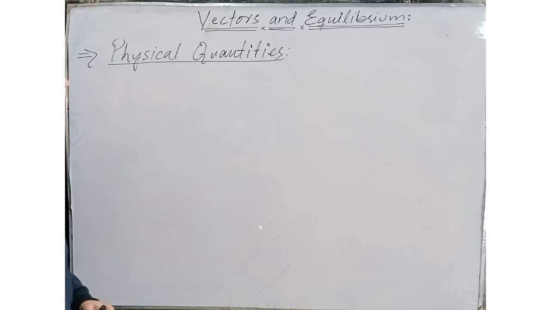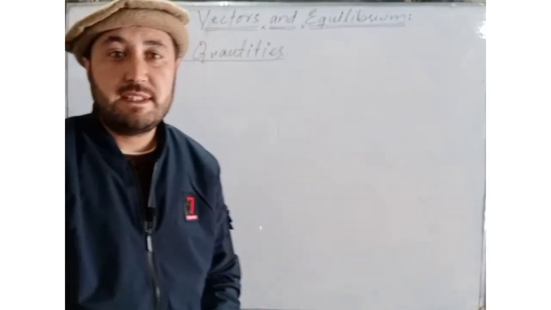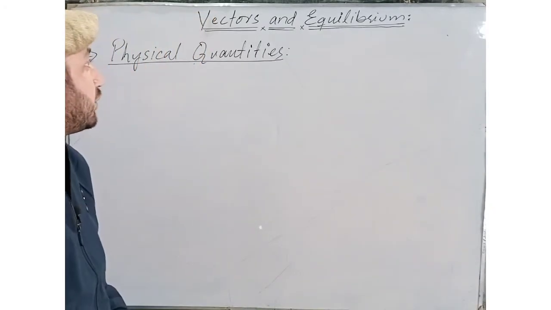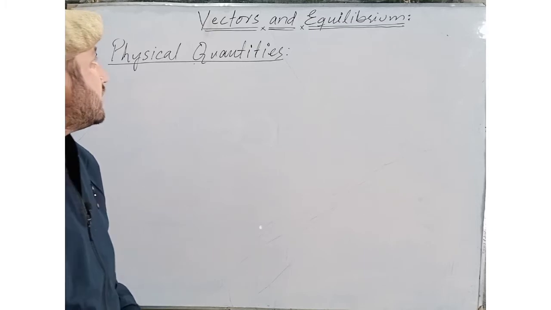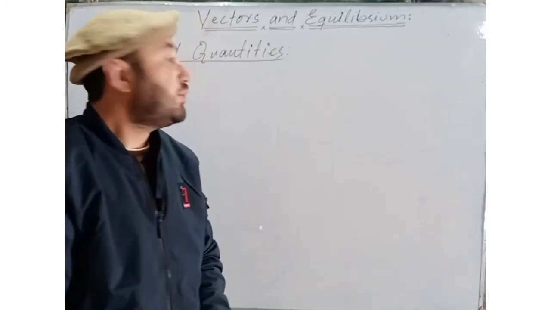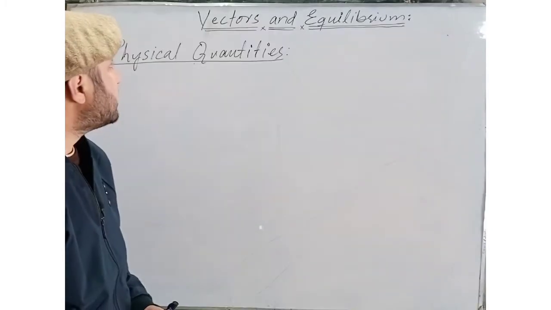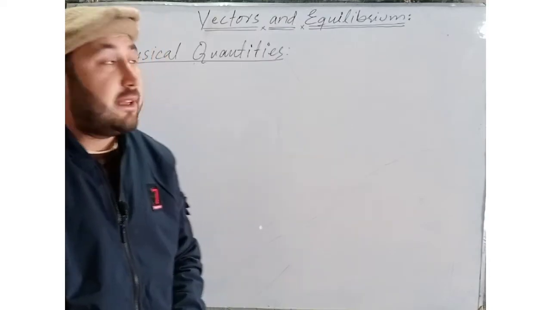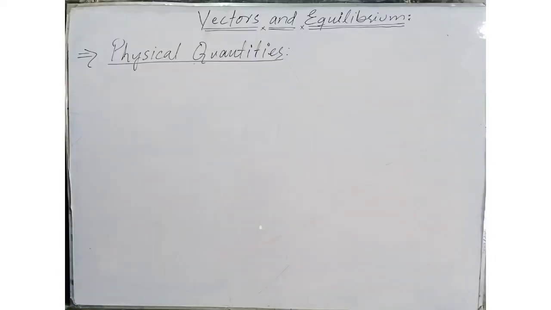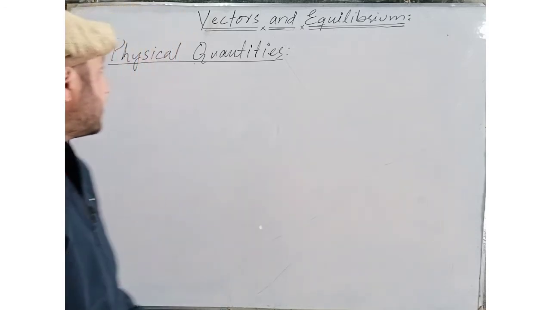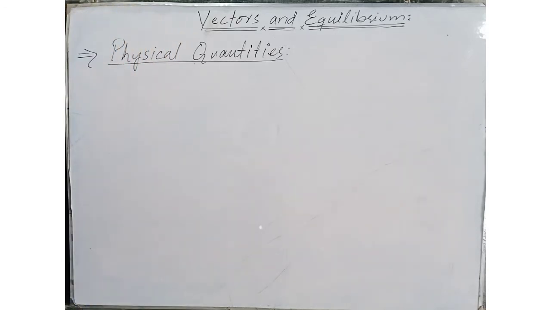Today we are going to start our next chapter on first year physics, that is about vectors and equilibrium. So students, this chapter is divided into two major portions. The first half is about vectors and the other half is about equilibrium. Okay, before starting vectors, let us review physical quantities.